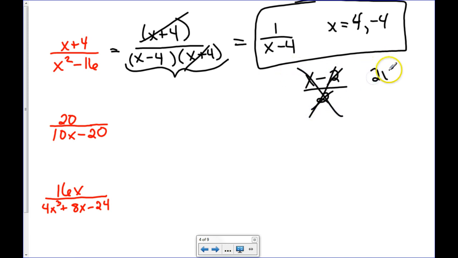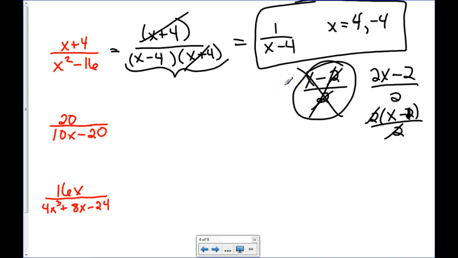But if I had 2x minus 2 over 2, what could I factor out of the top? I could take out a 2. Then I would have x minus 1, sorry, that should be a 1. And then I could cancel the 2's out. But I cannot cancel them out in this case. Okay? This is a common no-no that happens a lot. So please do not do that. Make note of it to yourself. I see it over and over again.